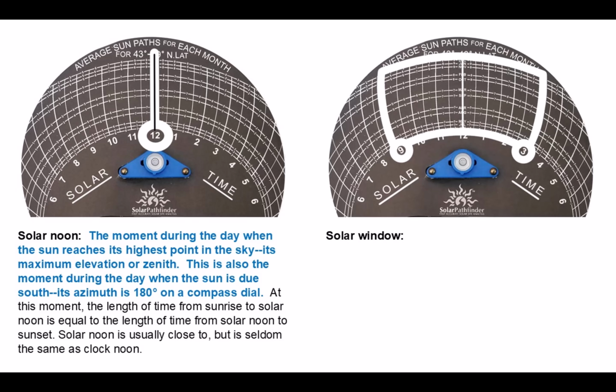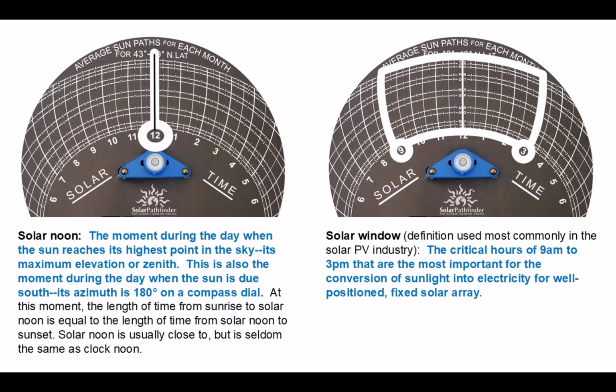The solar window can be readily identified and visualized too. The solar window, the definition used most commonly in the solar PV industry, is the critical hours of 9 a.m. to 3 p.m. that are the most important for the conversion of sunlight into electricity for a well-positioned fixed solar array.